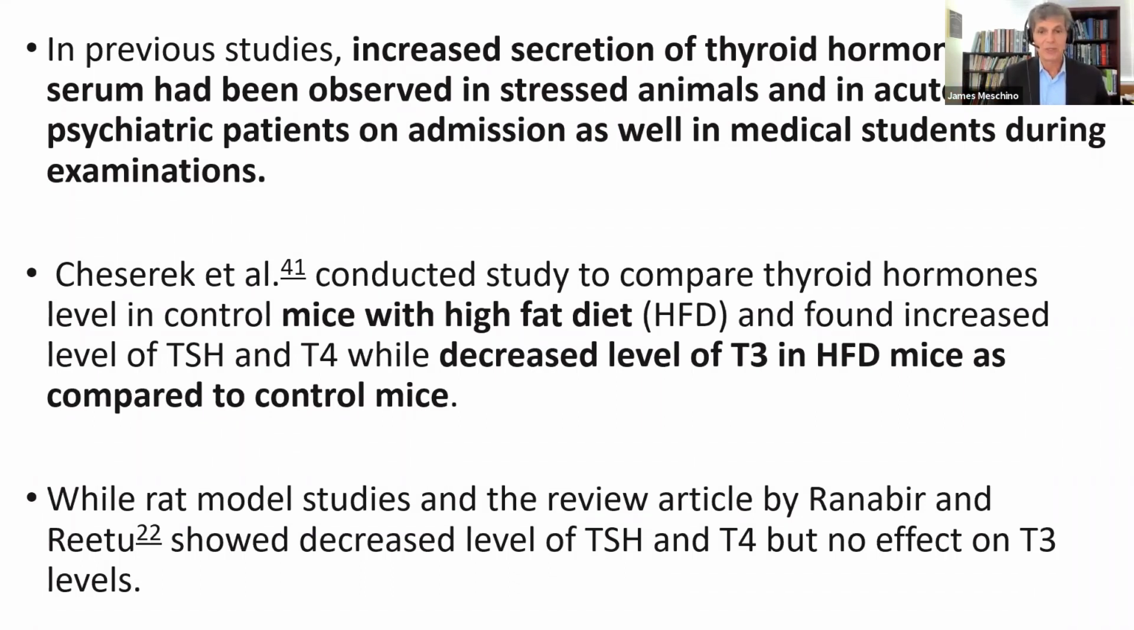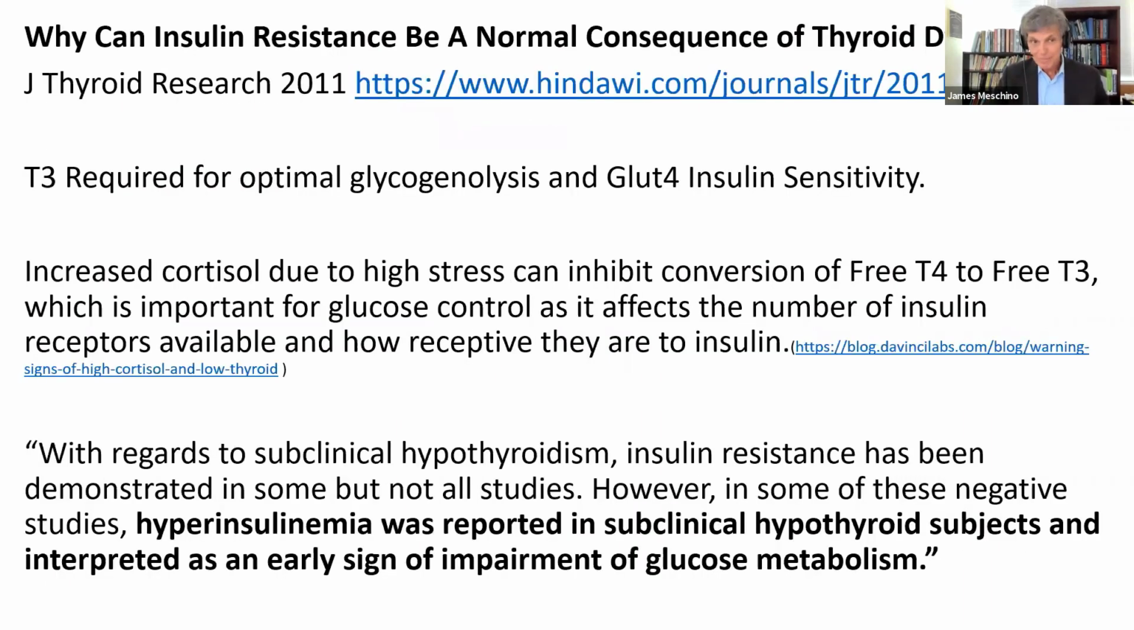Some animal studies show that if you combine that with a high-fat diet, it starts to decrease the T3 levels. We don't know how that applies to humans yet. What about why insulin resistance can be a normal consequence of thyroid dysfunction? Well, T3 is required for optimal glycogenolysis to break down glycogen and also for GLUT4 insulin sensitivity. So for insulin to work on fat cells and muscle cells, it has to open up the GLUT4 receptor, and T3 is required to make that all work normally.